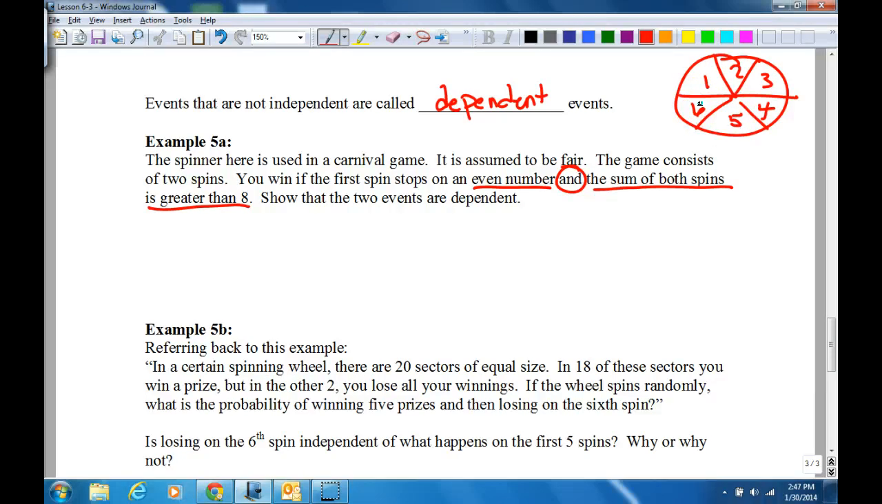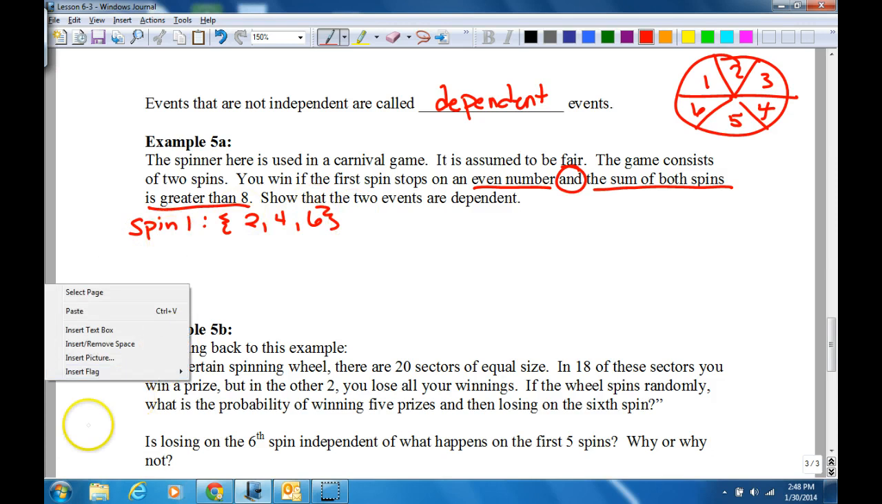So it says, first of all, I want to see what my possibilities are for spin 1. What are the various ones I could have? I could have 2, 4, and 6. I'm just writing out my possibilities. It has to end on a 2, 4, or 6. Okay. Spin 2, knowing that I have 2, 4, or 6 I'm starting with.